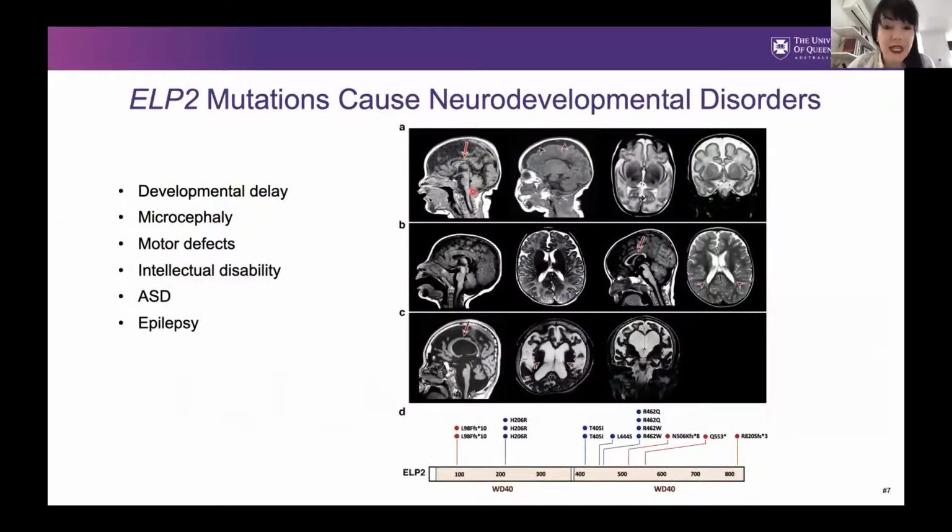Then just recently, in collaboration with clinicians, we identified mutations in the ELP2 gene, and they are responsible for motor defects, intellectual disability, autism, and epilepsy in these patients. There is also global developmental delay. The mutations, based on MRI imaging, are causing microcephaly, which is reduced brain size, as you can see here, but they are also causing myelination defects. There is a thin corpus callosum.